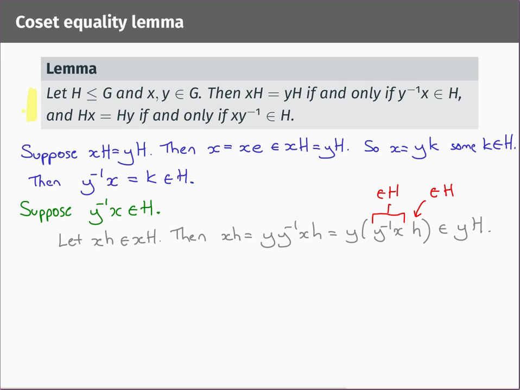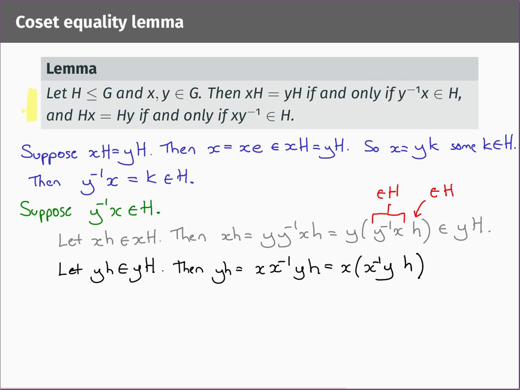So let's now do the other way round. So we're going to let little y times h be an element of yH, and we're going to prove that actually this thing is also in xH. So we try and do the same thing. So yh is equal to x times x to the minus 1 times yh. Okay, and again we're going to bracket it up. That's x times x to the minus 1 y times h.